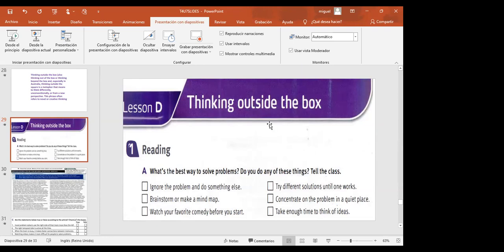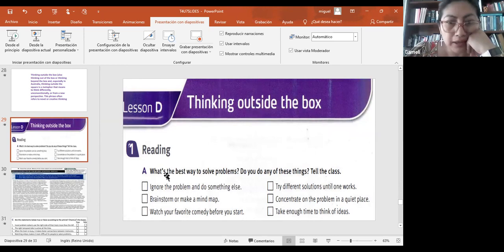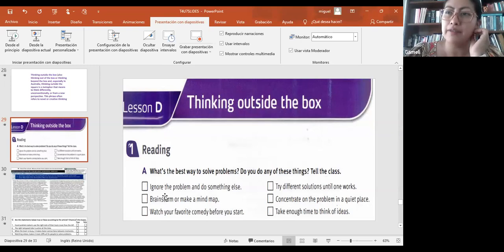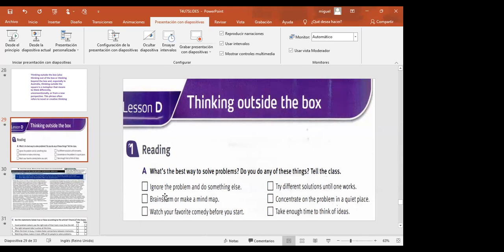You are the first one on my screen, Gameli. What do you think about these options? Okay, ignore the problems and do something else. Actually, sometimes I do that. I don't care about some things and I try to do something else. Okay, that's a good option. You'll see later why.